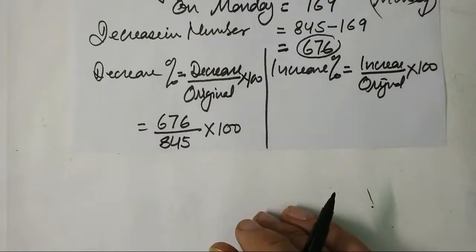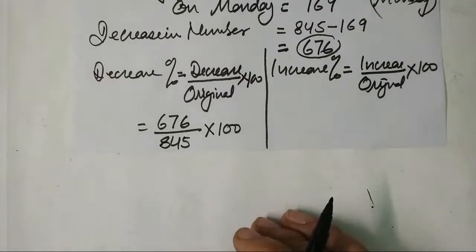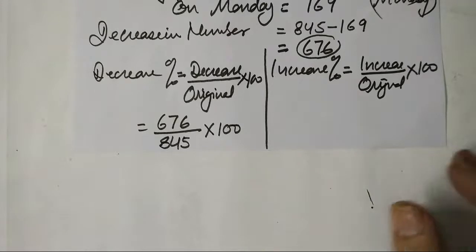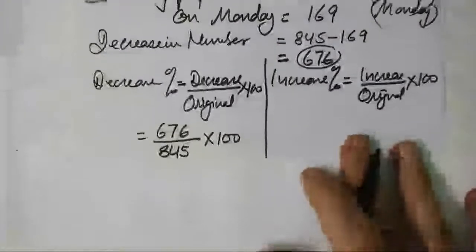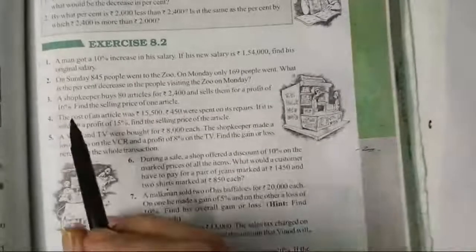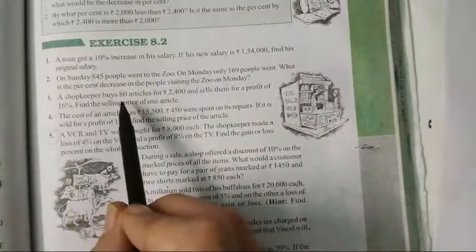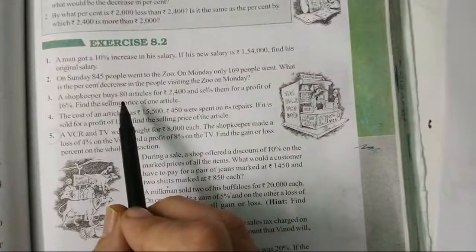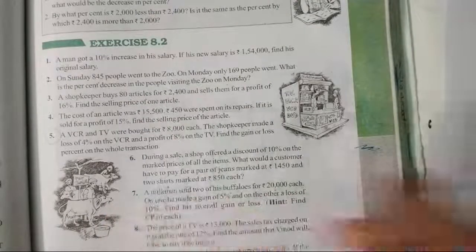Now after this the questions are based on percentage, and there is a question of profit and loss. The questions are on profit and loss, so we will continue those questions, and let's see what is the question. The question is a shopkeeper buys some articles. He is buying 80 things for rupees 2400.